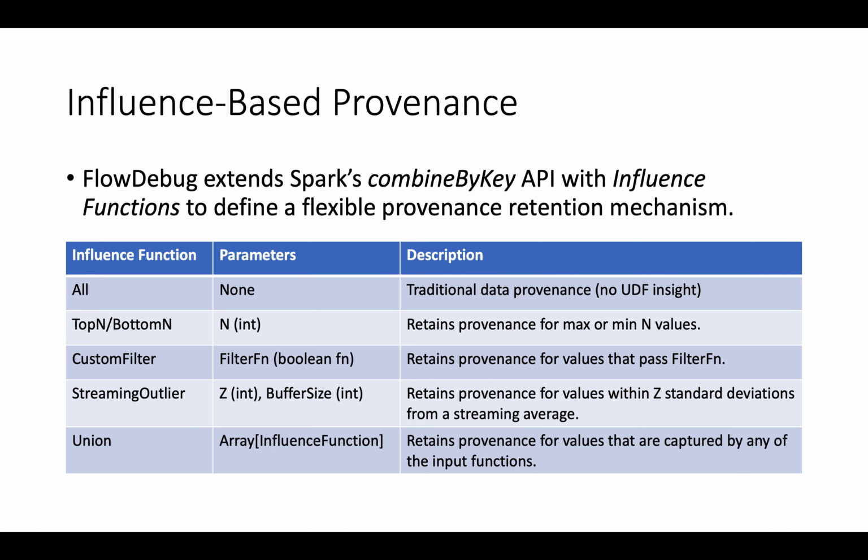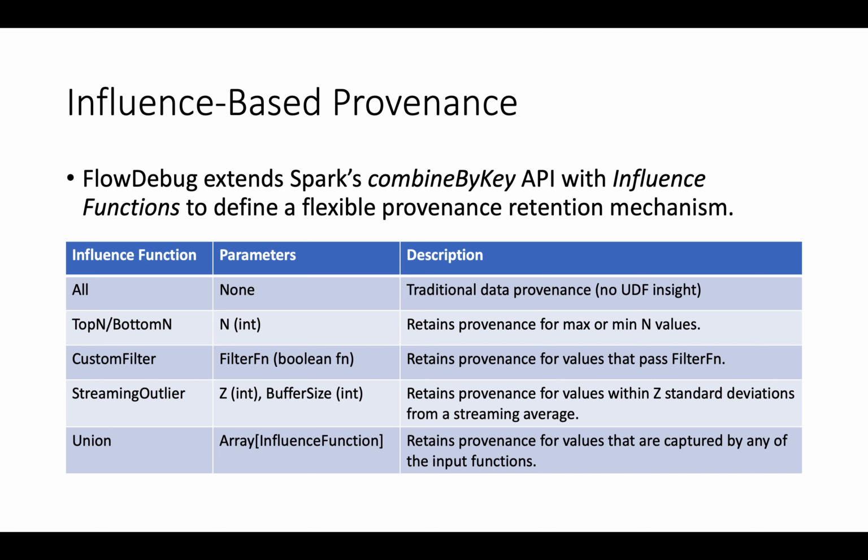Our approach extends Spark's combine-by-key API with this object that we call influence functions to define a flexible provenance retention mechanism. Spark's combine-by-key API is actually the basic building block behind most of Spark's aggregations, including but not limited to the aggregate-by-key and reduce-by-key functionalities. The result of extending this API is that we now have a flexible interface for which we've implemented a few common provenance patterns that we've observed and are shown here in the table.